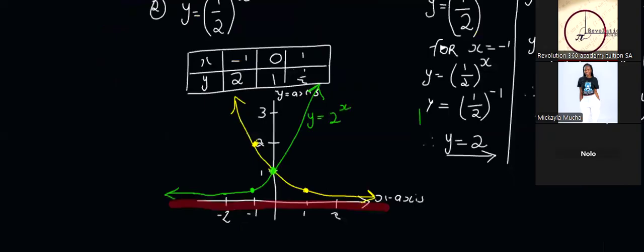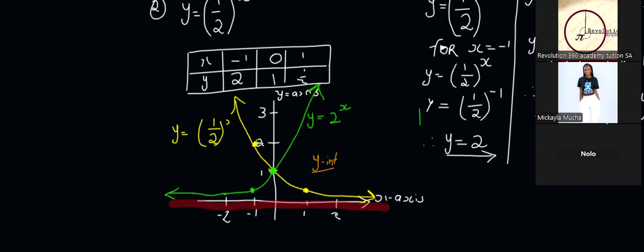What is very important is that on these two graphs, they meet here. This is the point of intersection. That's where they meet, which is this coordinate. We consider that as the y-intercept. So the y-intercept of these two graphs is gonna be 1 right there. So this is how basically you draw these two graphs.